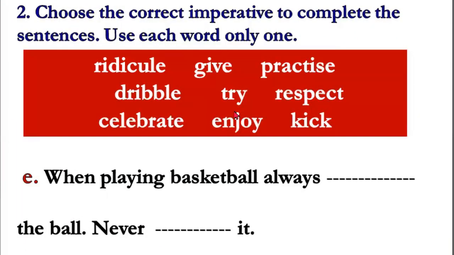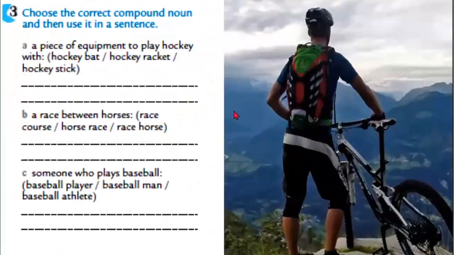Sentence E. When playing basketball, what do you do when you are playing basketball? What do you do with the ball? Even with football, we can dribble, exactly, dribble the ball, and never kick it. In basketball, it's not allowed to kick a ball. It's not allowed to kick a ball with your leg. So this is exercise number 2.